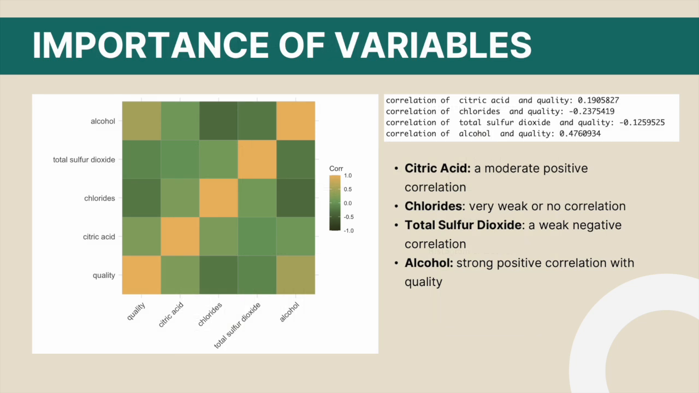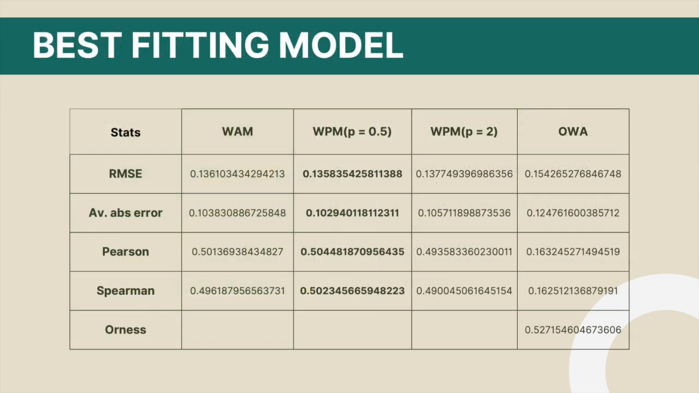Now let's discuss the importance of each selected variable. I use the heat map and correlation coefficient. The result is that citric acid has a moderate positive correlation with quality. Chloride has a very weak or no correlation. Total sulfur dioxide has a weak negative correlation, and the last one, alcohol, has a strong positive correlation with quality.